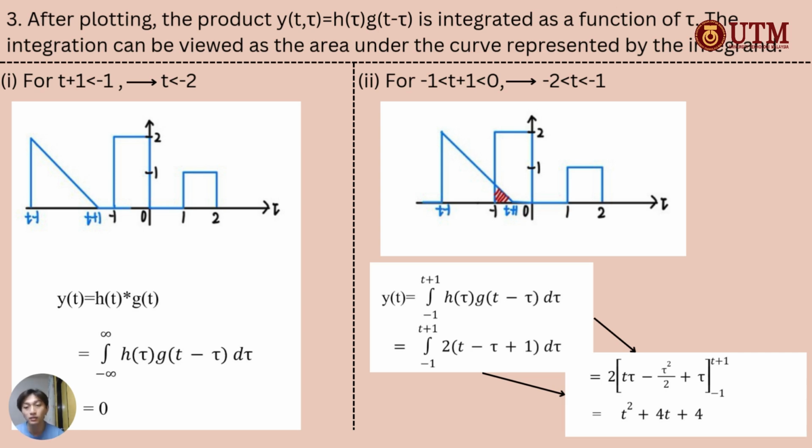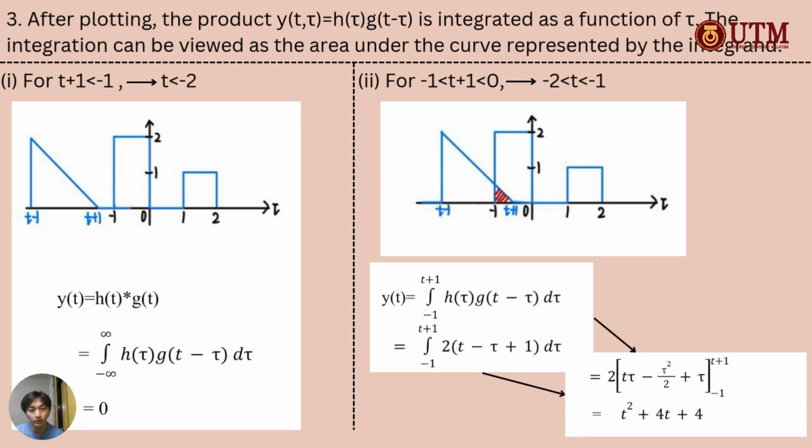Then the product y[t] = h(τ) times g(t − τ) is integrated as a product of τ. Now we go through the convolution of the signals at certain times. When t is less than -2, there's no overlap between the two signals, so y(t) is 0. And then for t between -2 and -1, you can see there's a small overlap here.